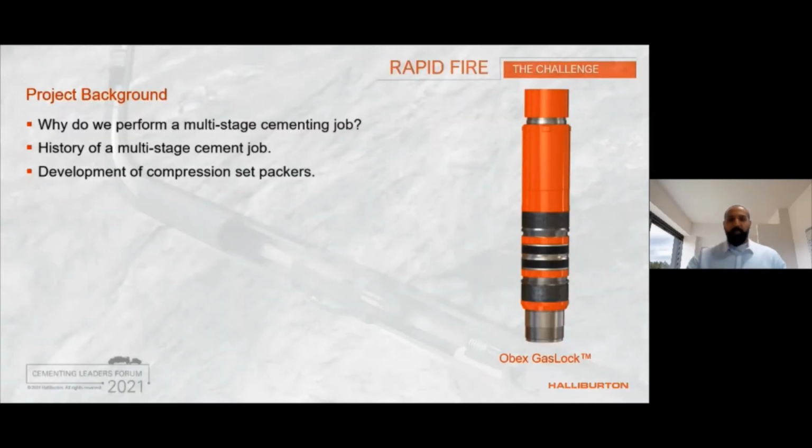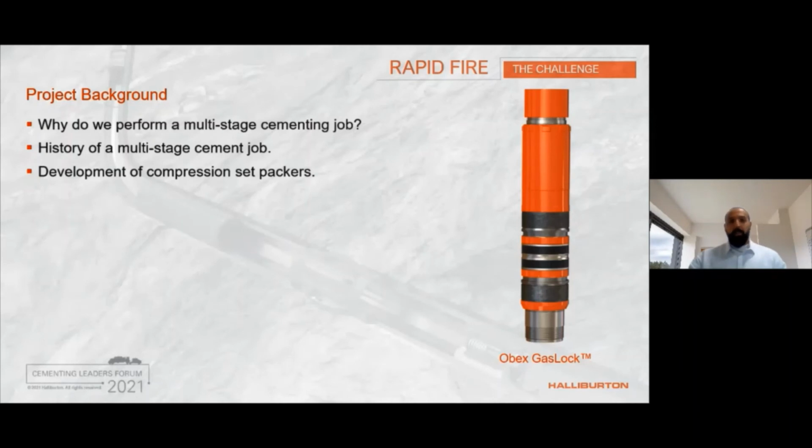Let's talk about the basics of why we perform a multi-stage cement job and the history behind them. As we all know, cementing a weak formation and in a losses environment is challenging, especially if we want to achieve good zonal isolation. So one of the solutions to address these challenges is to perform the cement job in 2 stages, which is to reduce the fluid hydrostatic column on the formation and then to be able to cement the cased hole and achieve a proper zonal isolation.